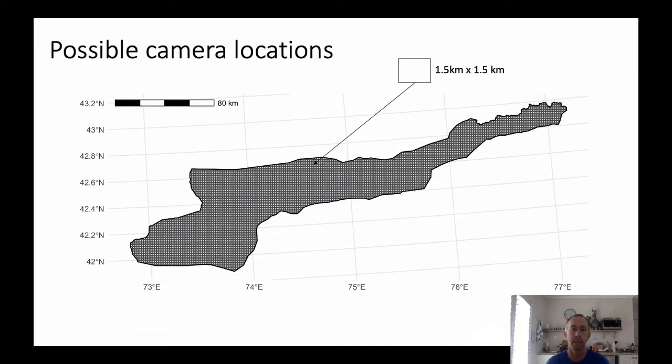To start with, we need to define a set of possible camera locations. So, for example, we might specify the midpoint of each of these 1.5 by 1.5 kilometer cells. This is a bit of a more advanced point, but we need to be a little bit careful here. We don't want cameras to be placed very close together. And the reason for this is basically that recaptures at very small distances are not that informative. So we need to make sure that the gap between our possible camera locations is not that small.